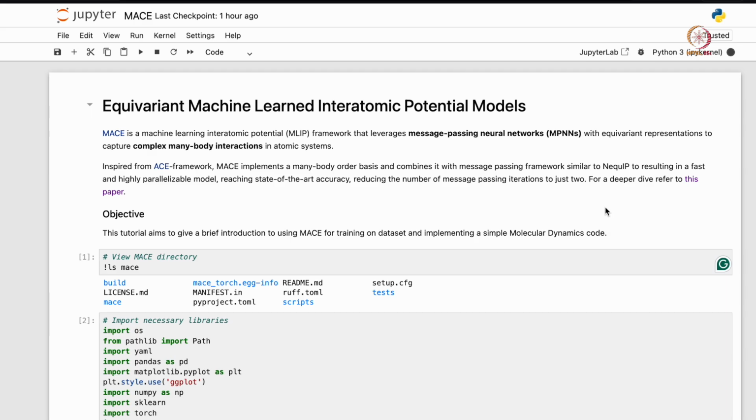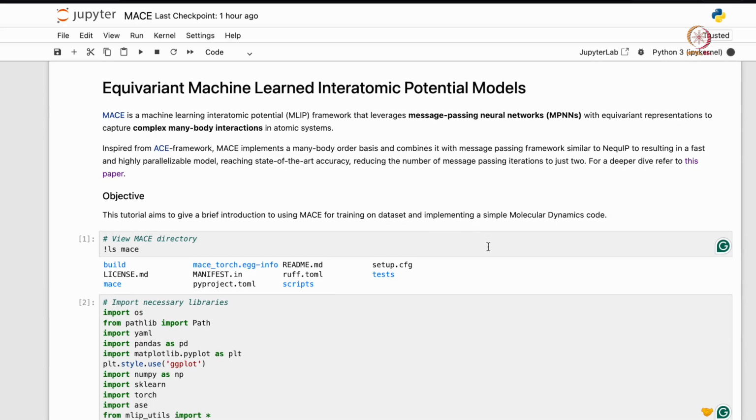Okay, so atomic cluster expansion is a framework in which you express the energy of a crystal structure in terms of atomic basis, and MACE combines this form of energy expression with a graph neural network to produce an MLIP which can predict energies and forces.